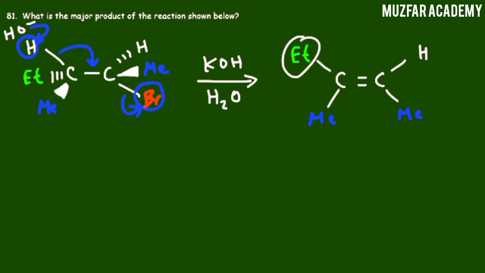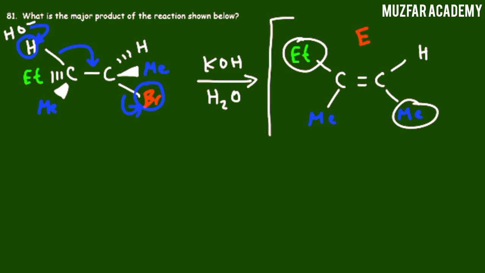So comparing ethyl and methyl, ethyl has a higher priority. Comparing methyl and hydrogen, methyl has a higher priority. So the two high priority groups are on opposite sides of each other. So therefore we have the E isomer. So that's the major product for this particular reaction.